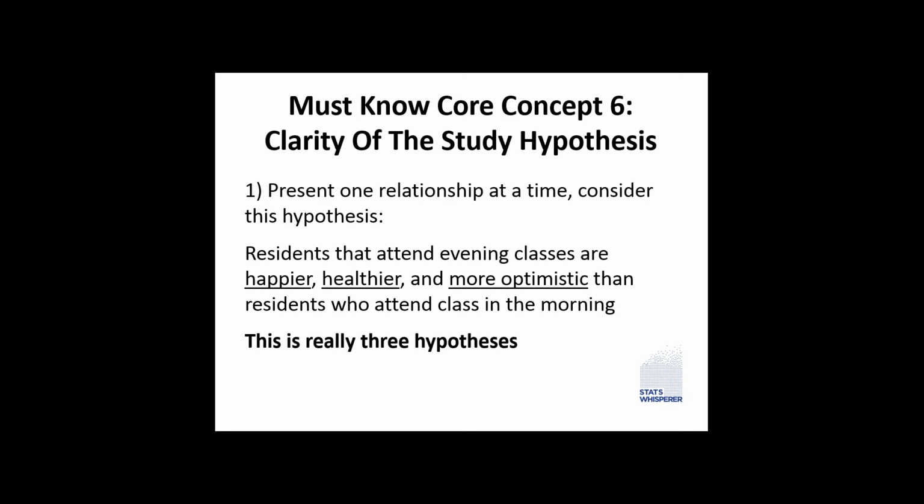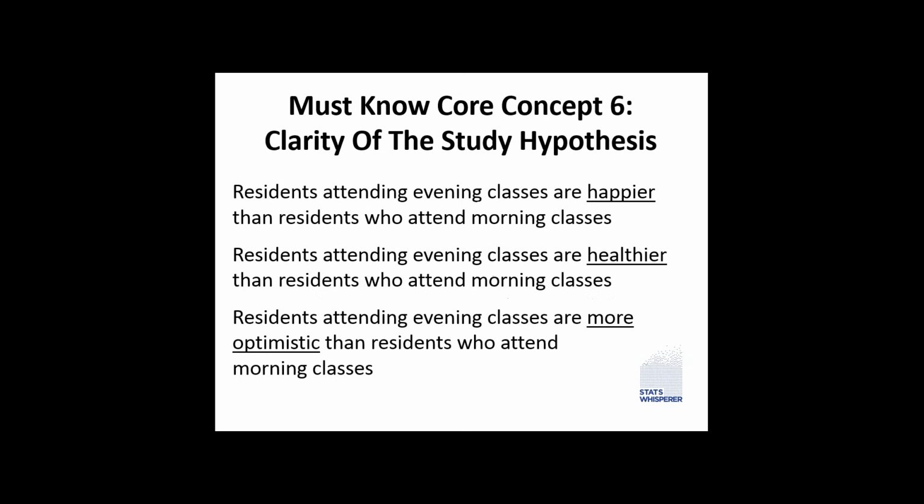This is really three hypotheses, right? You want to be able to say if a hypothesis is supported or not supported. So if the first factor, right, they are happier, but they're not more optimistic, there's a conflict there. So the hypothesis is supported in one way and not another. So you can't definitively say the hypothesis was or wasn't supported. So it'd be better to break them up into three hypotheses.